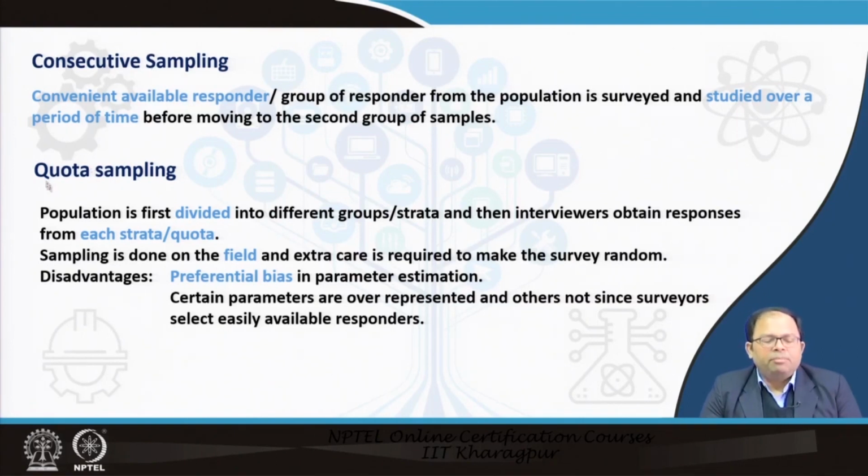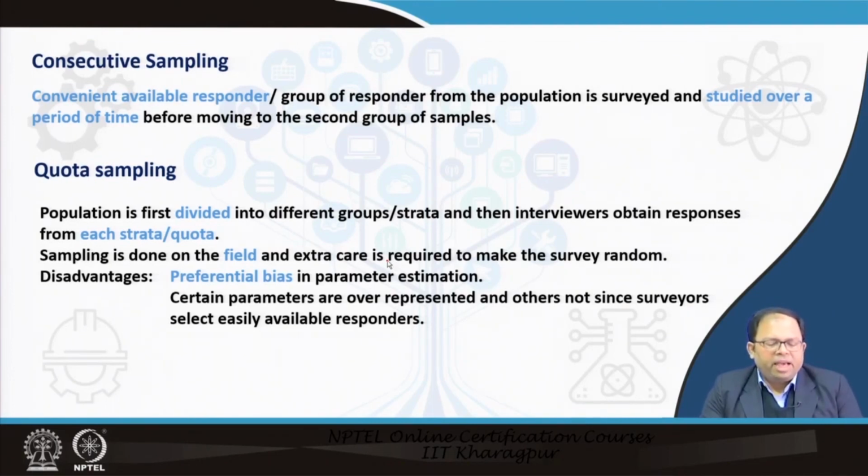Then there is quota sampling, where we divide the population into different groups or quotas and then interview and obtain responses for each of these strata and quotas. Sampling is done in the field, and extra care is required to make the survey random. Again, we try to make it as random as possible, but because we design it in the field, it may not be possible to make it as good as stratified random sampling.